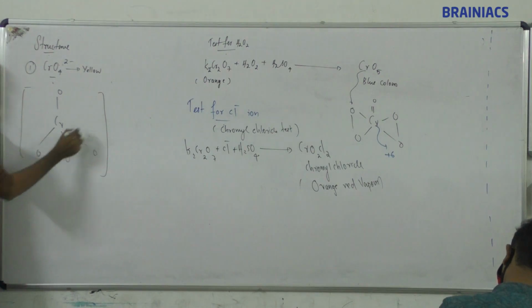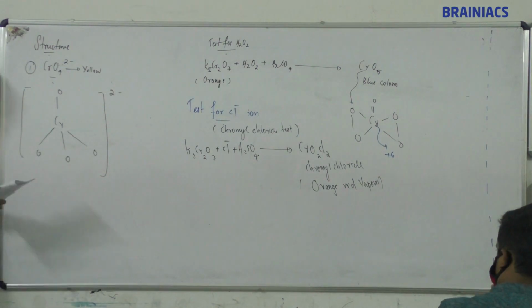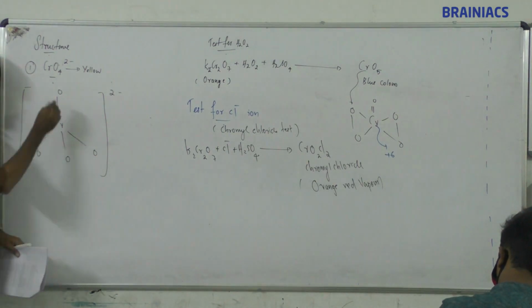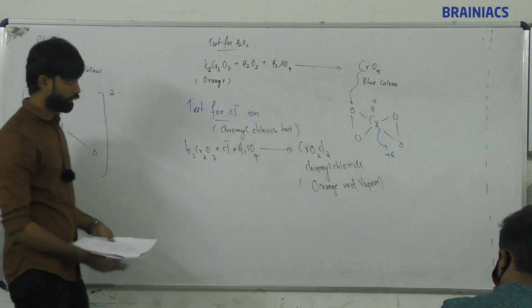This is the shape of the chromate ion. Two of the oxygens have a negative charge. Okay, any two oxygens have a negative charge.